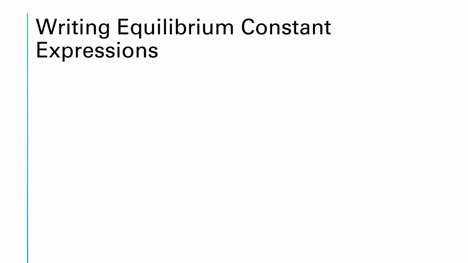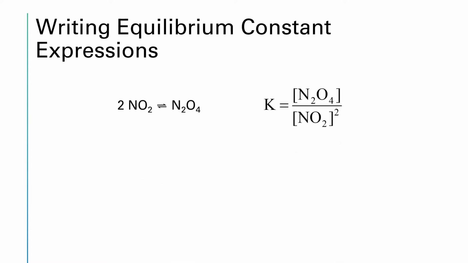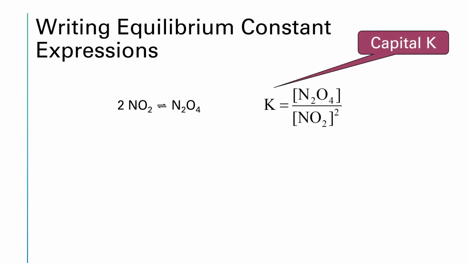Here's how we begin to write these equilibrium constant expressions. For this reaction, 2NO2 in equilibrium with N2O4, the equilibrium constant expression is the concentration of N2O4 divided by the concentration of NO2 squared. Let's look at another example. Oh, yes, definitely want to point out that's a capital K.